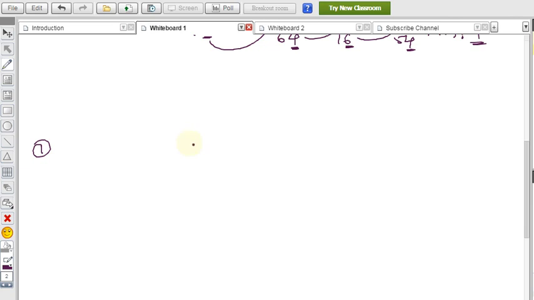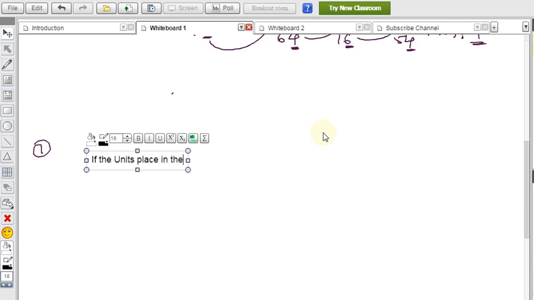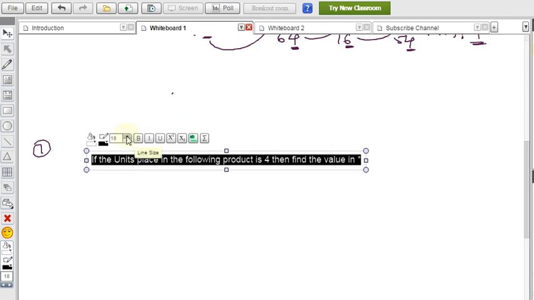If the units place in the following product is 4, then find the value in the place of the star. So I'll write the product down.